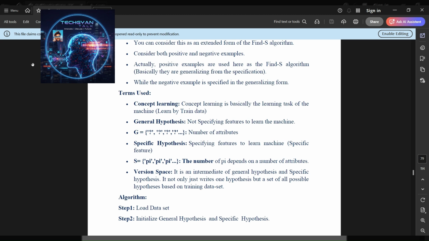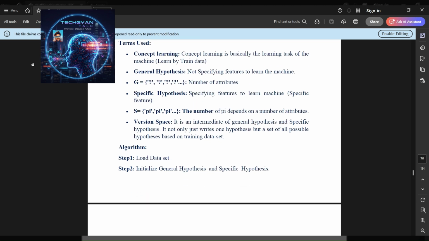And what is version space? It is the space between the general hypothesis and the specific hypothesis. It does not hold just one hypothesis, but the set of all possible hypotheses consistent with the training data set.